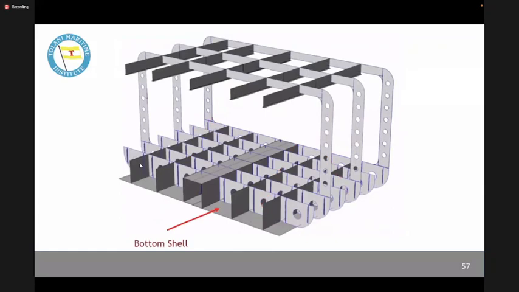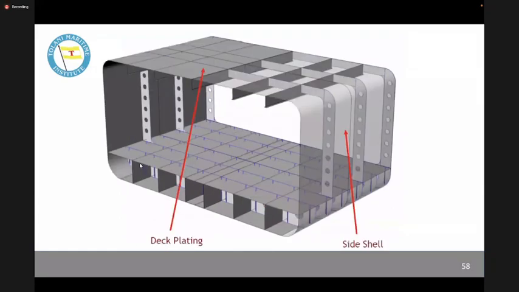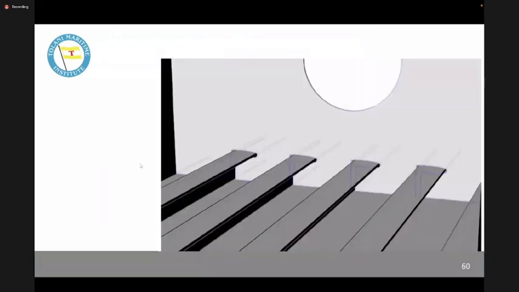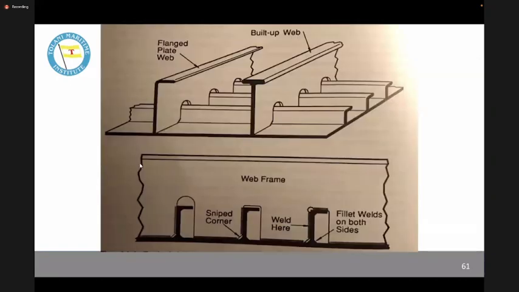We have added the bottom plating. We have added the tank top, the side shell, and the deck. We have added the longitudinals. That is the bottom longitudinals, the inner bottom longitudinals, side shell, and deck. And this, we already know that they pass through the transverse members through openings in them, which we call scallops. This is how they look like.